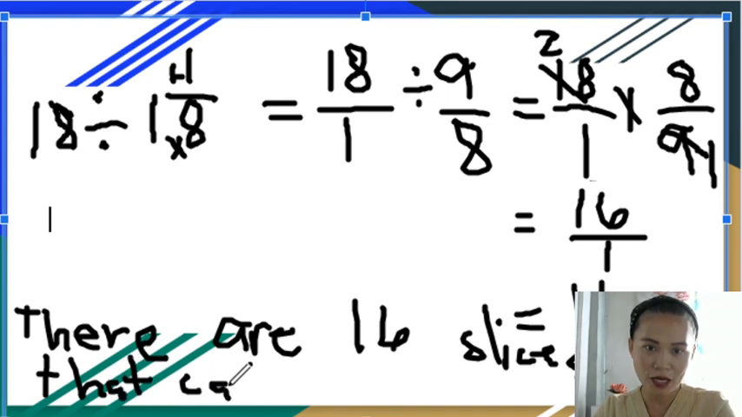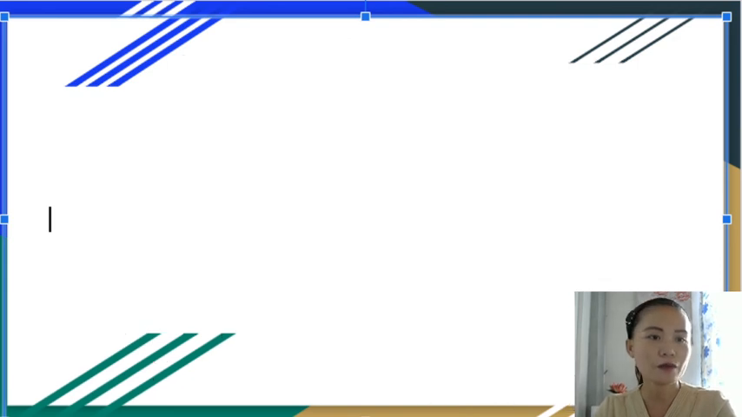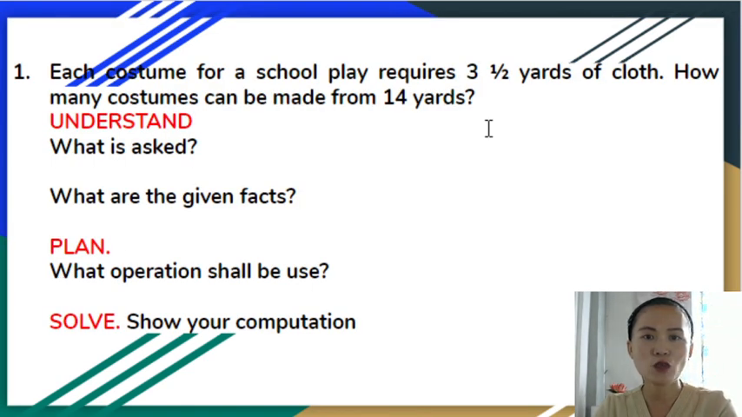Okay, that can be cut from a loaf of bread. Okay, so we have another example. Okay, how about this one?